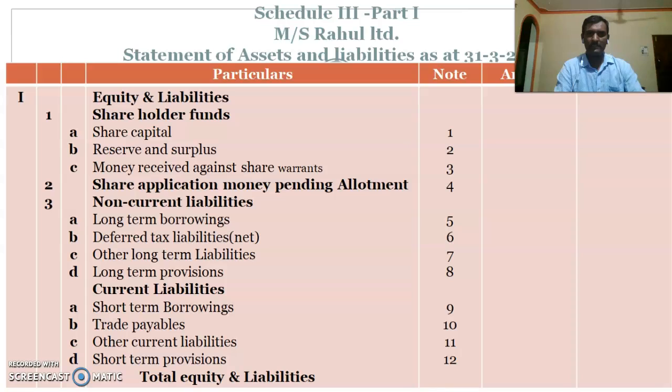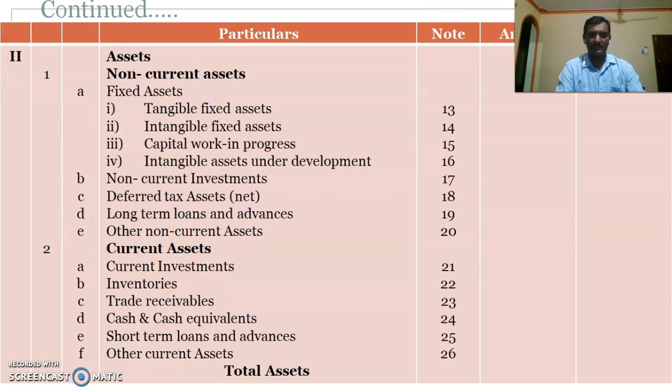As prescribed by the Companies Act 2013 under Schedule 3 Part 1, the format is like this. At the top we have to write Schedule 3 Part 1, below that the name of the company, and below that statement of assets and liabilities. As far as the statement of assets and liabilities is concerned, there are two main components. One is equity and liabilities and another is assets.